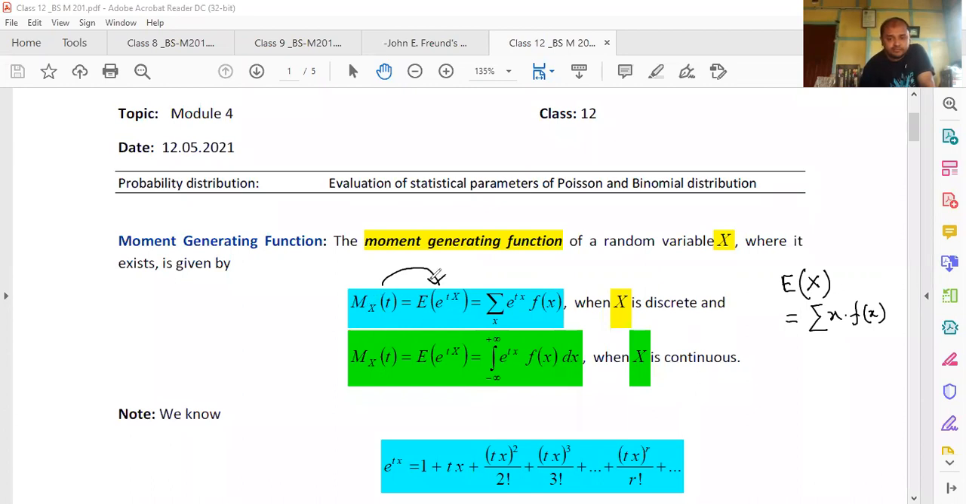This is the definition. e to the power x is a well-known series. It goes like this: e to the power x can be written as 1 plus x, plus x squared by 2 factorial, plus x cubed by 3 factorial, and so on.